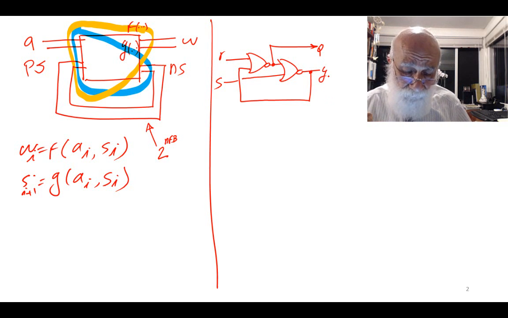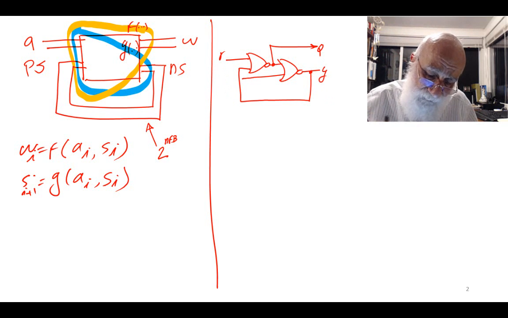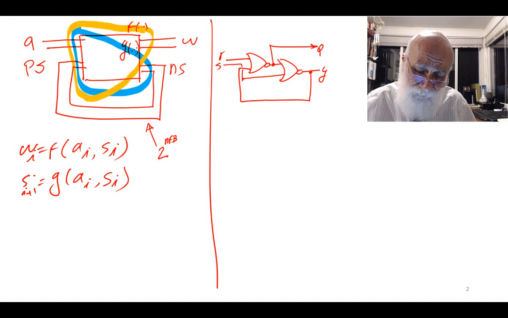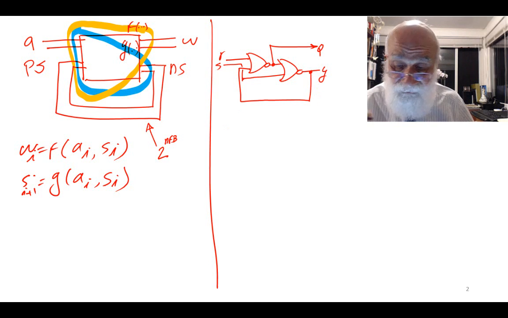Look at the circuit to the left. This is very similar to that, right? It has 2 inputs, and let me make it a little bit more like that. It has 2 inputs like this, and then it has the feedback. In the circuit on the left I have 2 feedback lines. The circuit on the right I have 1 feedback.